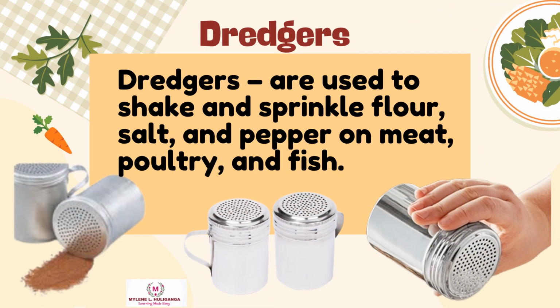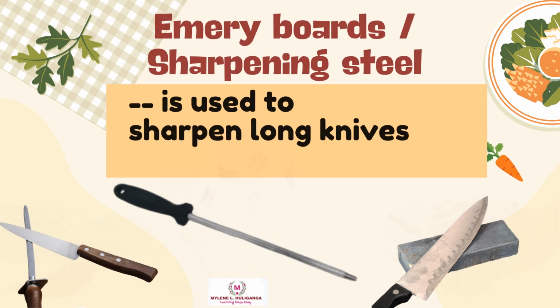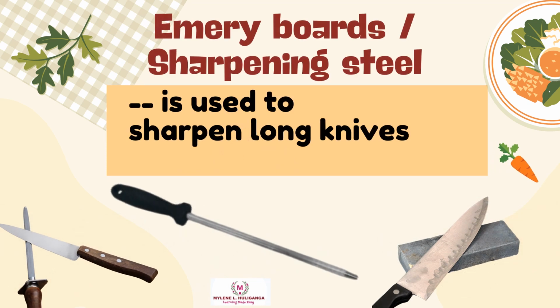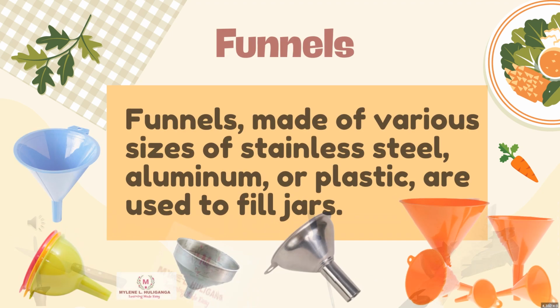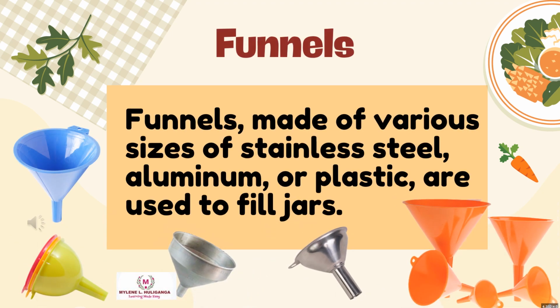Dredgers are used to shake and sprinkle flour, salt, and pepper on meat, poultry, and fish. Emery board and sharpening steel are used to sharpen long knives. Funnels, made of various sizes of stainless steel, aluminum, or plastic, are used to fill jars.